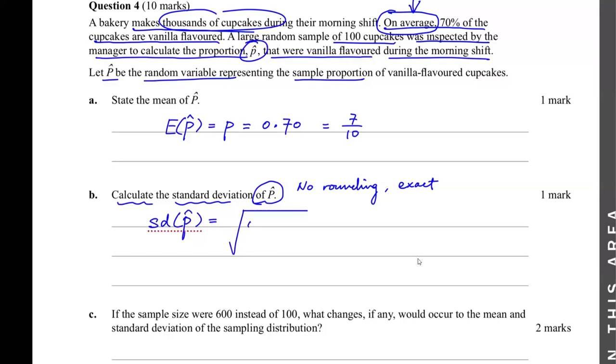Last section, you just write 0.7 times 0.3 divided by the sample size, which is 100, and work out with your CAS calculator. You get, let's see, root 21 over 100, okay?